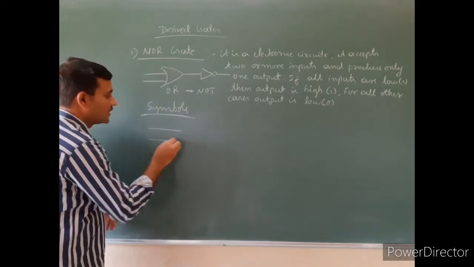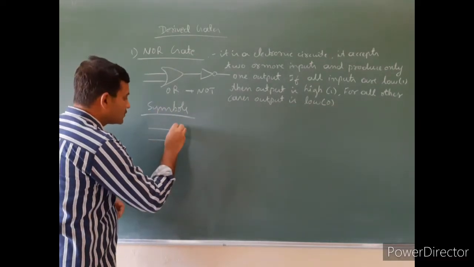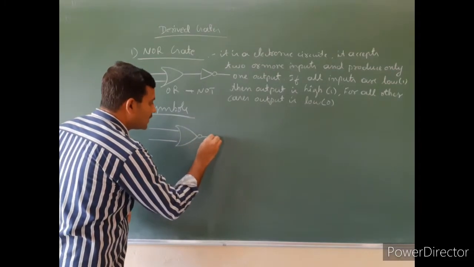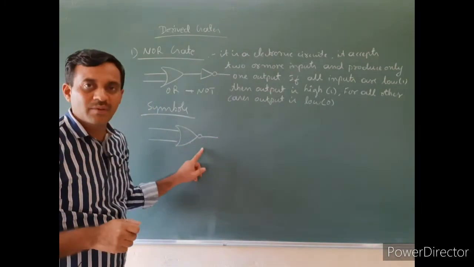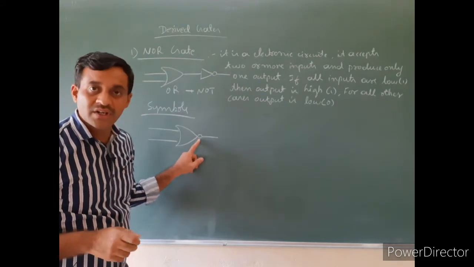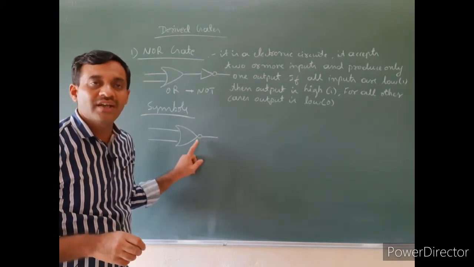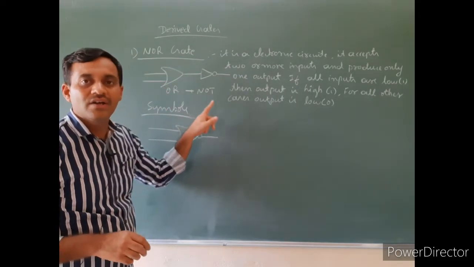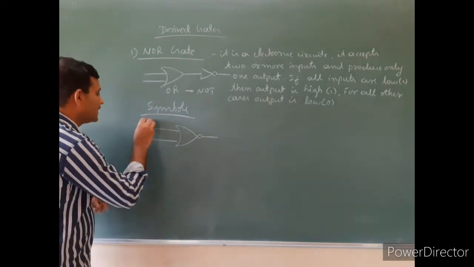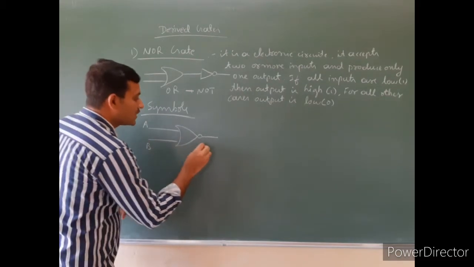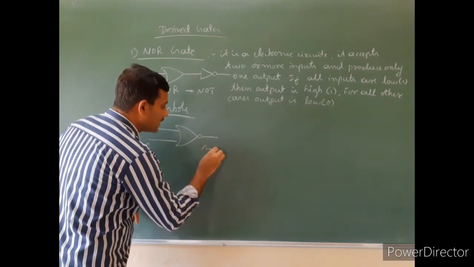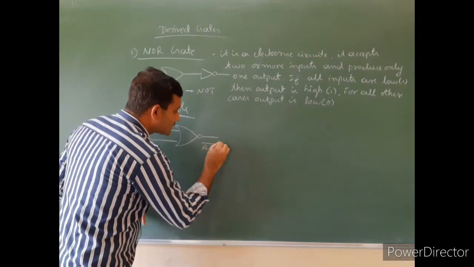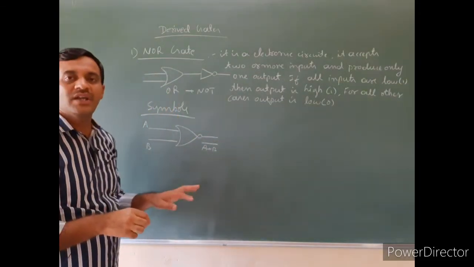It accepts 2 inputs and produces only one output. Then there is an inverter bubble at the output side. It is the same as an OR gate, but there is an inverter bubble at the output side. Hence, it is a NOR gate, a combination of an OR gate and a NOT gate. Let us see, here it is A, B, then the output is A plus B, but there is an inverter bubble. The inverter bubble complements the output, that is A plus B bar.